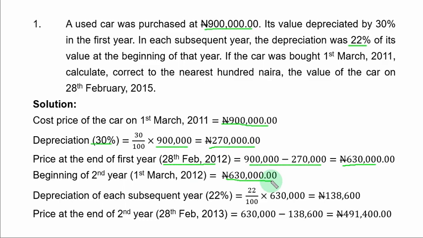Beginning of second year, 1st March 2012, this is the current price from the end of the previous year, and in that year depreciation is 22%. So you calculate 22% of 630,000 naira, and that is 138,600 naira. Price at the end of second year, that is February 28, 2013. You subtract the value of depreciation from the current amount, and that reduces to 491,400 naira. So the beginning of third year, that is 1st March 2013.